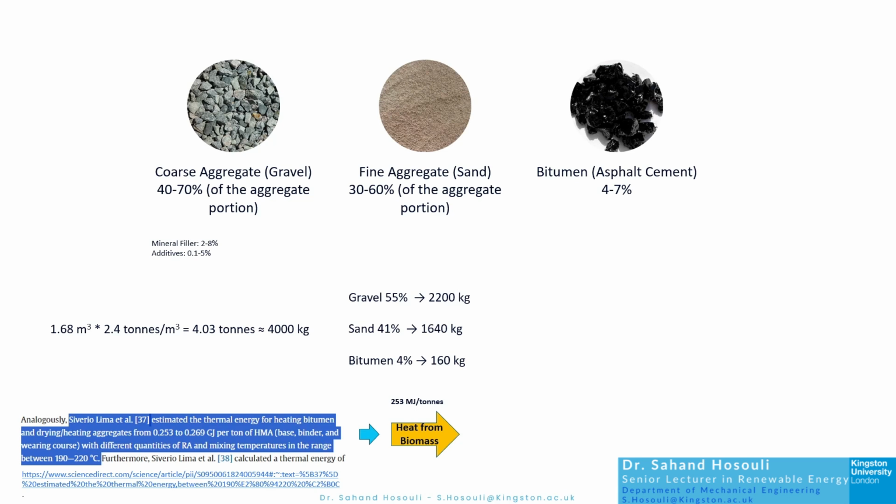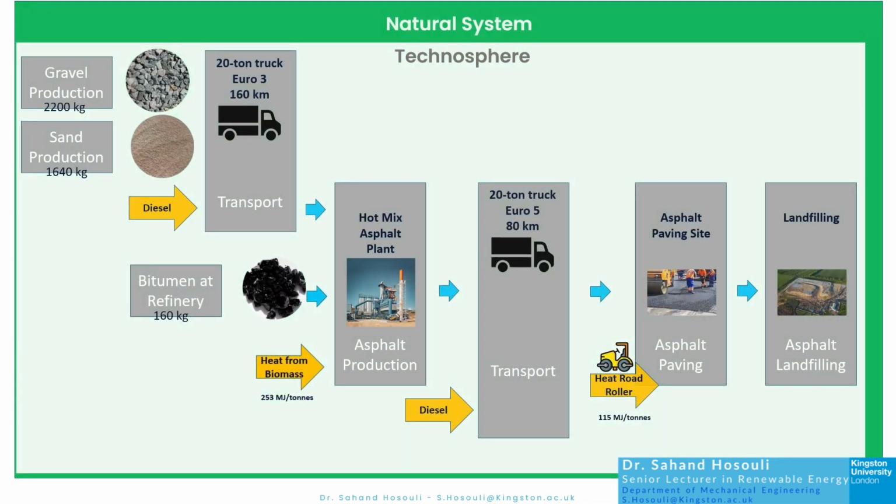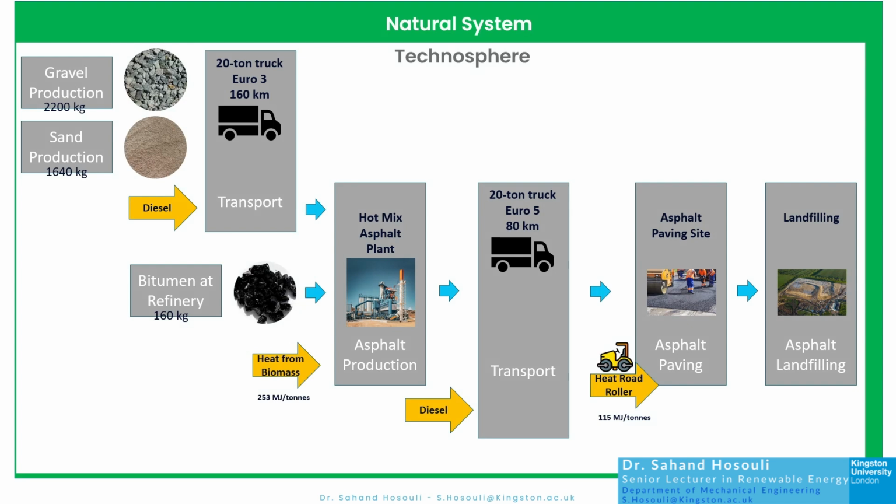I'm going to consider that the coarse aggregate and fine aggregate components will be produced. So I have a production of 2,200 kilos of gravel and 1,640 kilos of sand. These two will be produced and, using a 20-ton truck, Euro 3, transported for 160 kilometers to the hot mix asphalt plant. Then in this plant, I'm going to consider I have bitumen coming from the refinery, 160 kilos, as an input to my asphalt production site.